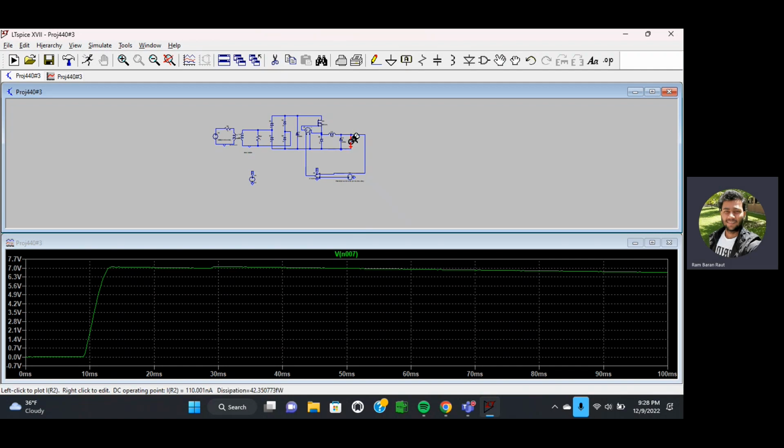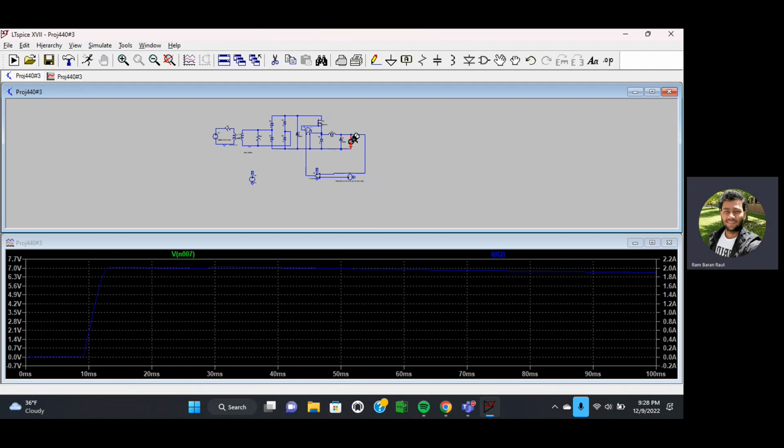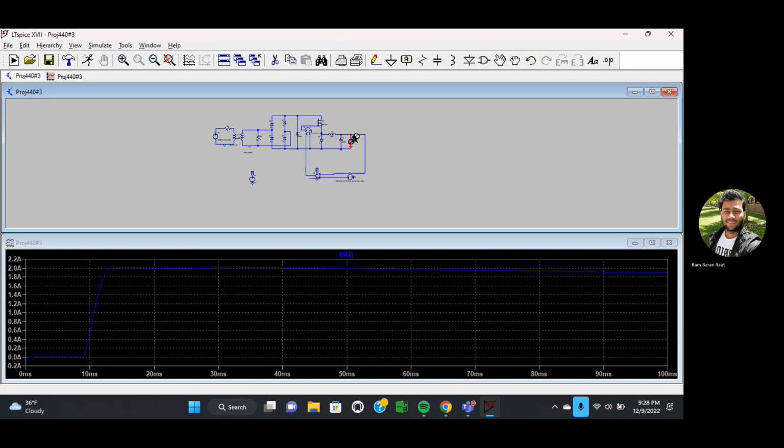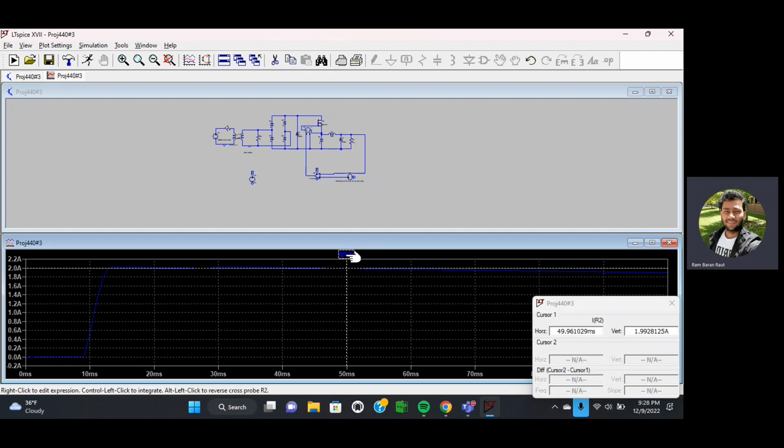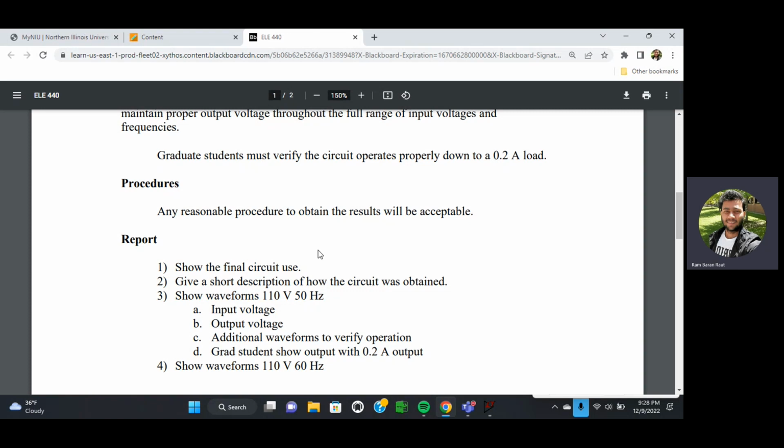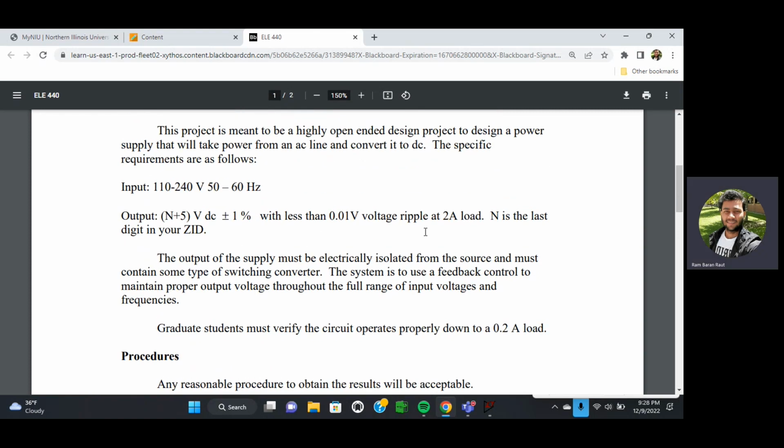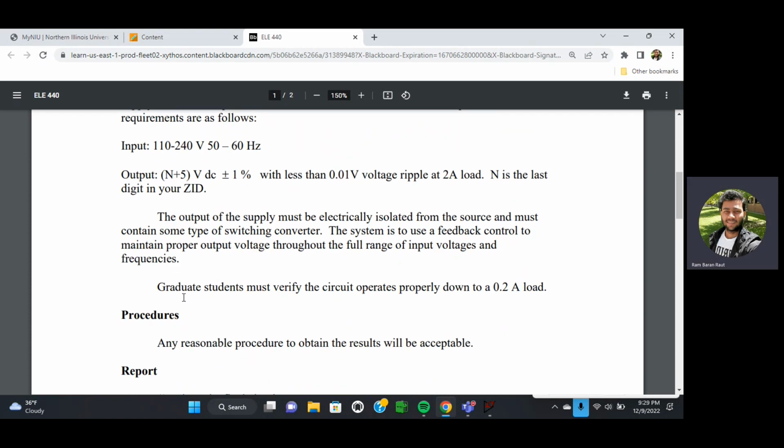We can also check the current over here. The required current we need is like 2 ampere. When you put cursor over here, we have like 199.28, which is almost 2 ampere, one of the required conditions here. And he also wants the circuit to work properly down to a 0.2 ampere load.